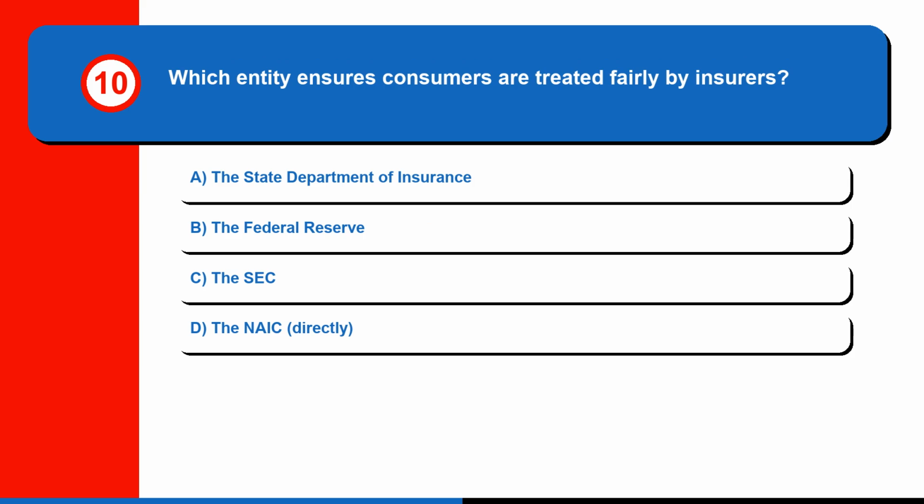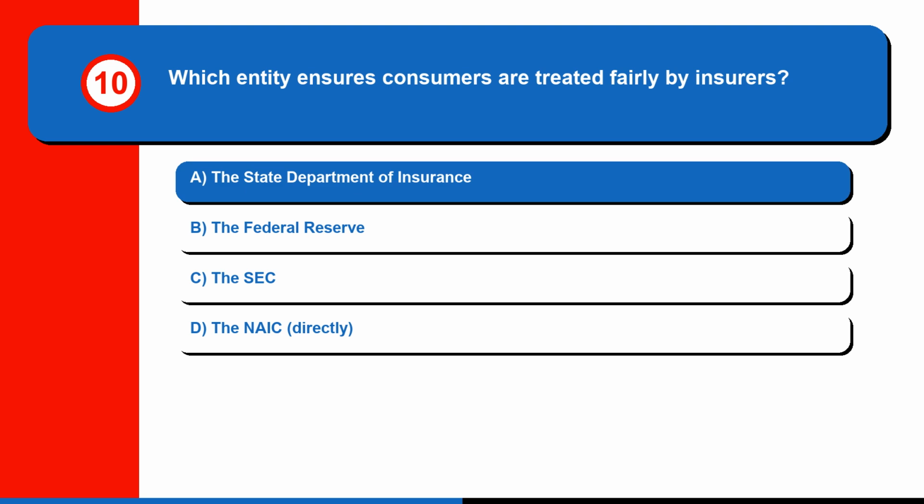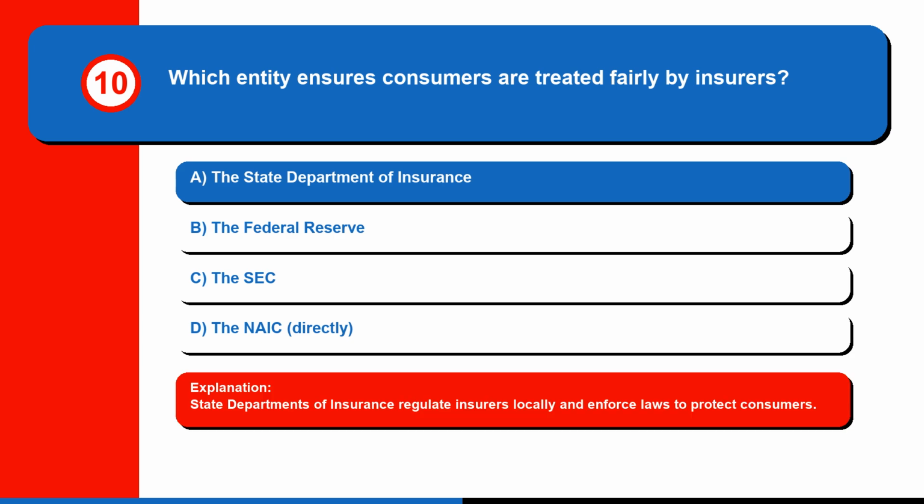Question 10. Which entity ensures consumers are treated fairly by insurers? A. The State Department of Insurance, B. The Federal Reserve, C. The SEC, or D. The NAIC, directly. The correct answer is A. The State Department of Insurance. State departments of insurance regulate insurers locally and enforce laws to protect consumers.